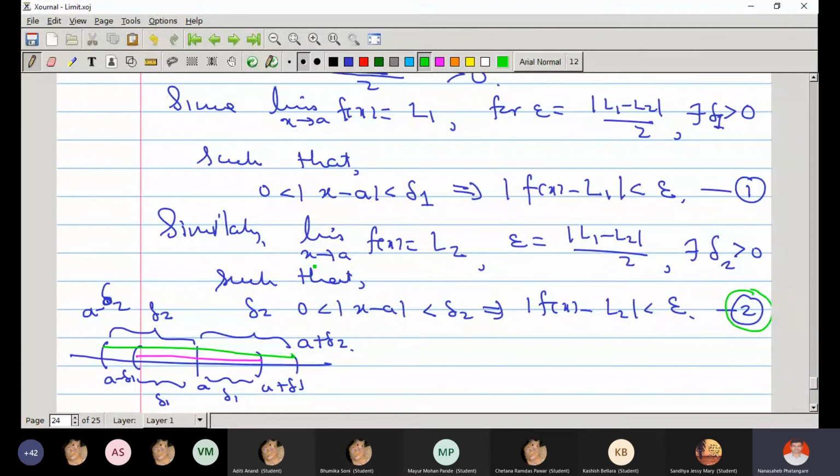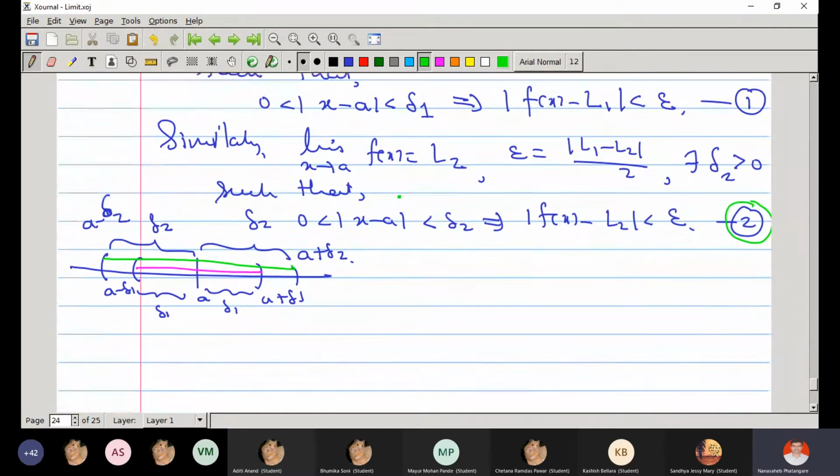Now, can you tell me the range in which both things, |f(x) minus L1| and |f(x) minus L2|, are less than epsilon? Minimum of delta 1 and delta 2. Right, whichever is minimum in that range. So let delta be equal to the minimum of delta 1 and delta 2. In this figure, delta 1 is minimum, right?